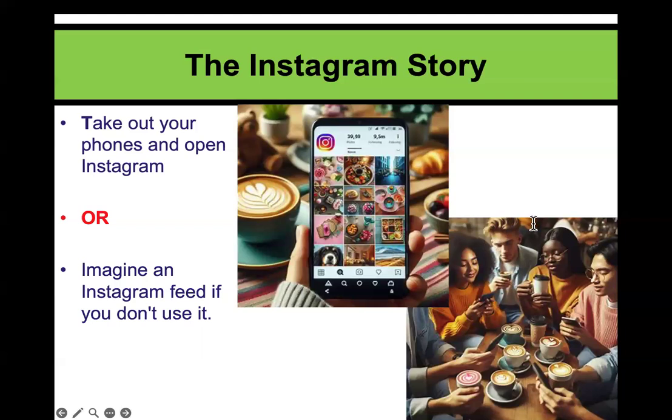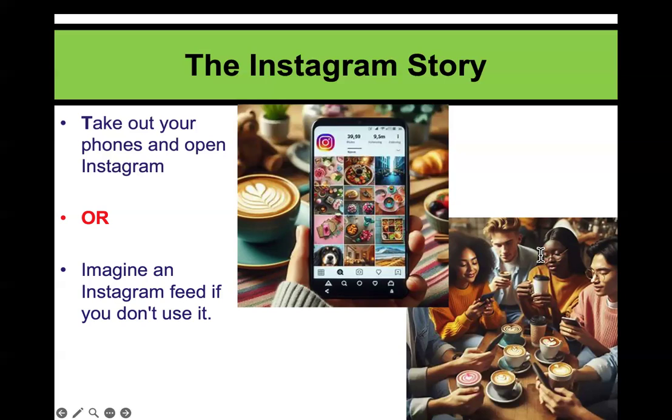Now, you might be wondering, what does Instagram have to do with research methods? Well, think about it this way. Instagram is about observation. It's about capturing moments. It is about interpreting what we see. And most importantly, it is about telling stories through those observations.